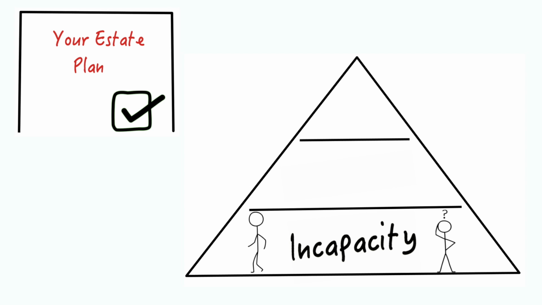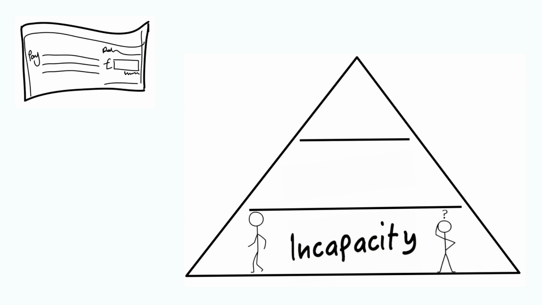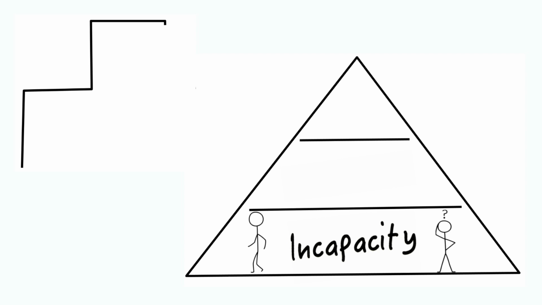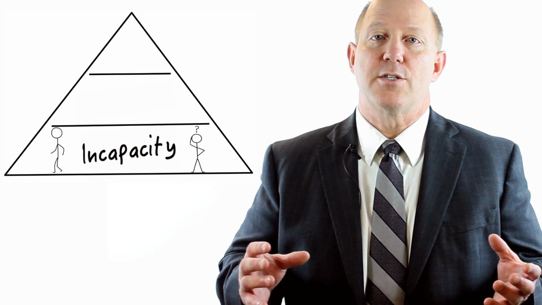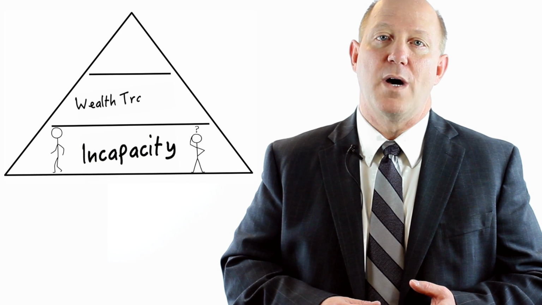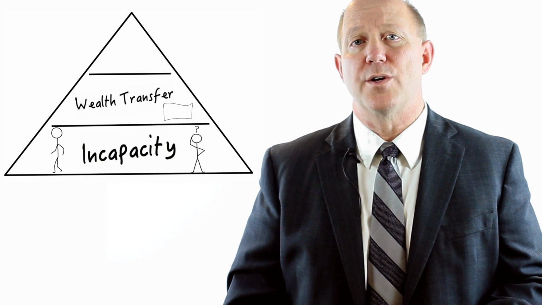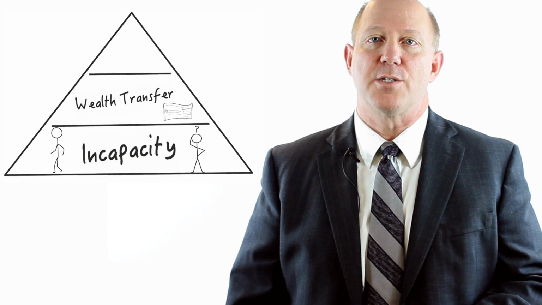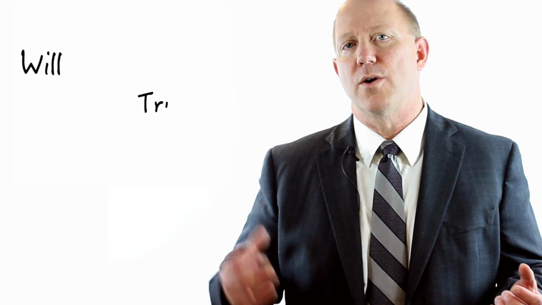Who's going to take care of your finances, write your checks, make sure your day-to-day life continues as usual. It also deals with your medical decisions and carrying out your wishes from a medical standpoint. And once you have that incapacity set, you want to go up to the next level, and that next level is wealth transfer. How do you get your assets where you want them to go in the easiest, most efficient, tax-friendly way possible? And that's either a will or a trust.